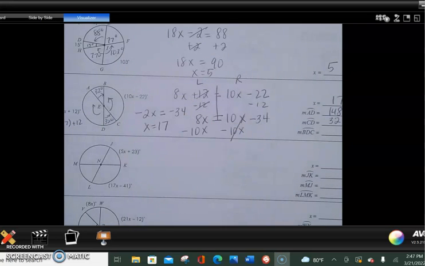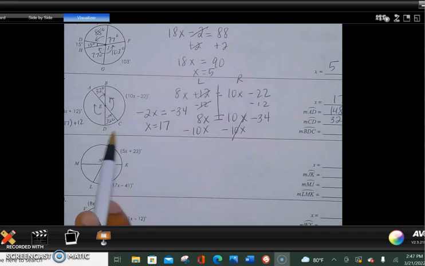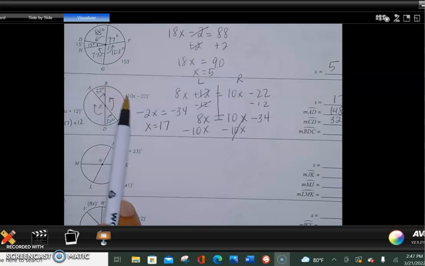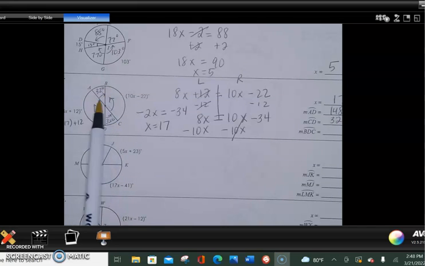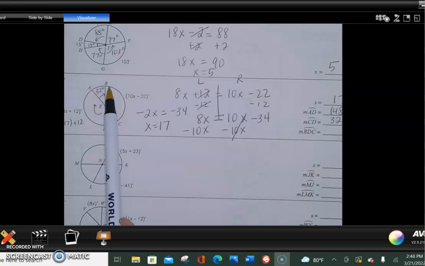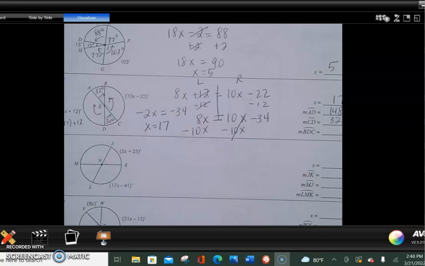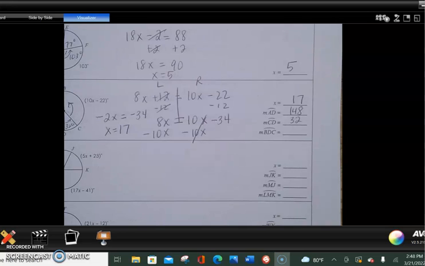Pretty easy. Now they want BDC, B to D, and then C. That's really weird. I think they meant to put BCD. So again, B. Oh, I'm sorry. Do the right order. That's correct. So if I want to go B through D and then through C, then they're saying they want all of this. Everybody see that? So we're going to do 32 plus the 148 plus 32 again. And you should get 212.